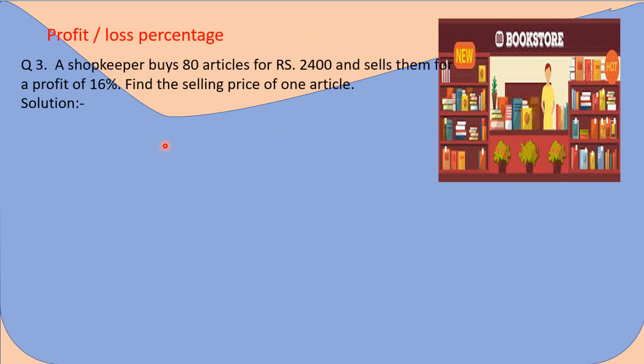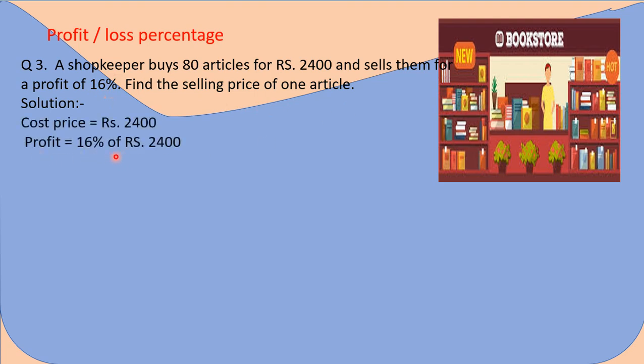Now when the profit and loss are given in percentage form, how can we solve? Let us take a question of exercise 8.4, question number 3. A shopkeeper buys 80 articles for rupees 2400 and sells them for a profit of 16%. Find out the selling price of one article. Here the cost price of 80 articles is 2400 and the profit is given in the form of percentage, that is 16%. We have to find out the selling price of one article.